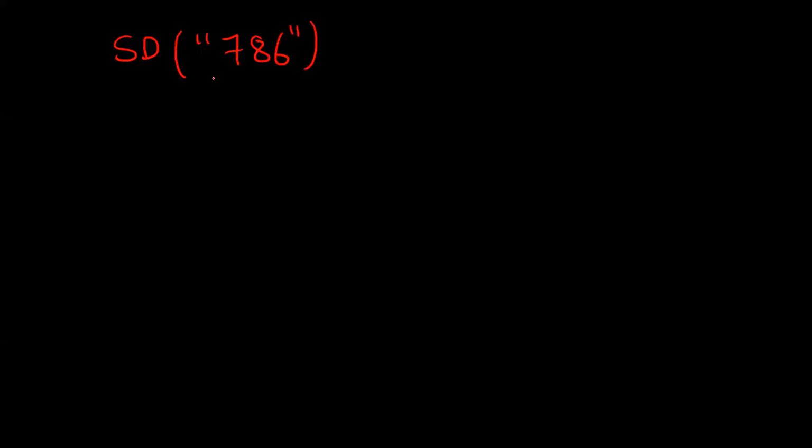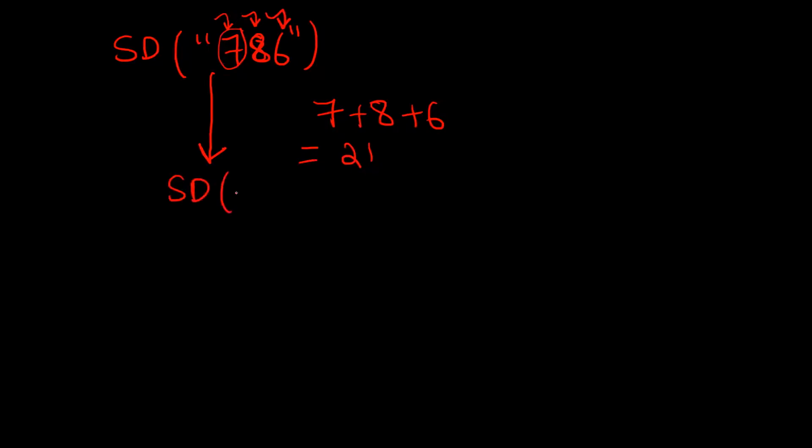I will iterate through this string. The first character is 7. Convert the character 7 into an integer and add it to a sum. Then the second character is 8. Convert this character to an integer, add it to the sum. The third character is 6. Convert it to an integer, add it to the sum. So the sum that you generate is 21. Now what you will do? You will convert this 21 into a string and you will say, boss, SD of 21. Is it making sense?